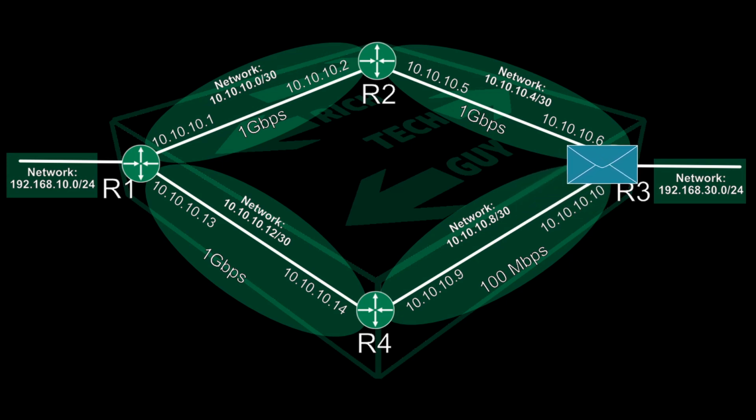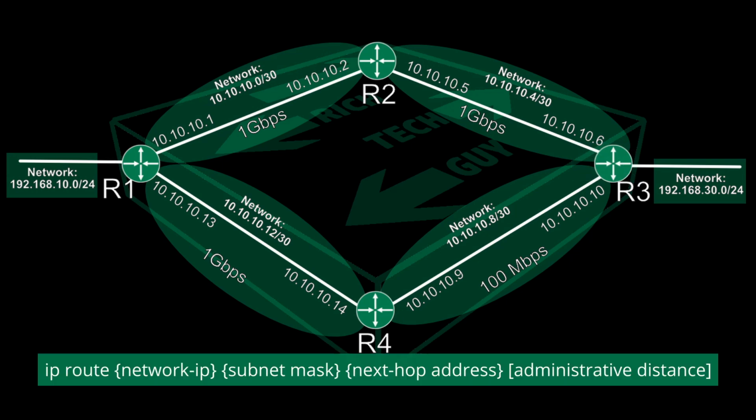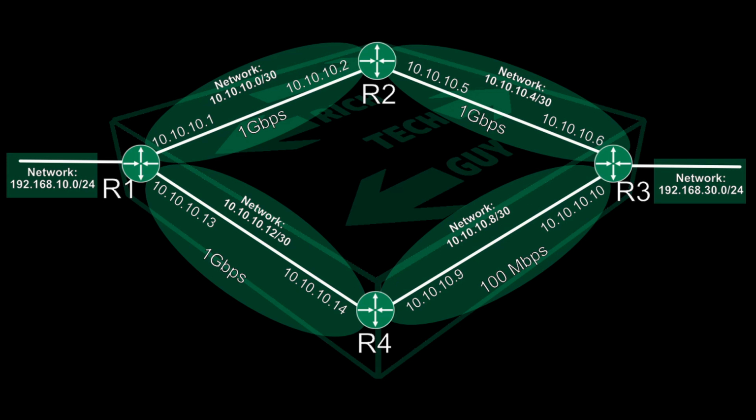There is a way we can compensate for this in the IP route command. After adding the next hop address, we can add what is called an administrative distance number. I'll go into administrative distance when I dive into the routing table later on, but for now, know that the lower the administrative distance number, the more preferred the route. Static routes have a default AD, or administrative distance, of 1.